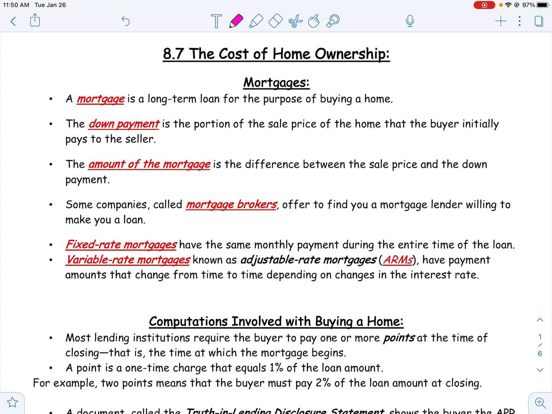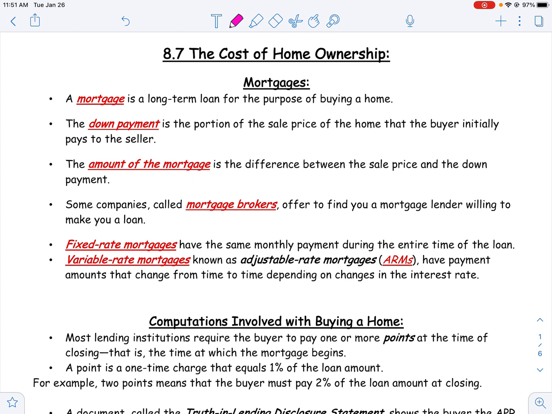A down payment is the portion of the sales price of the home that the buyer initially pays to the seller. Most of the time, they try to have you qualify for 20% of the sales price of the home as the down payment. So you need to make sure that you have 20% of the price of the home to put down in cash before you can even qualify to take out a mortgage. Now, sometimes they do work with you on that, but it depends on your bank and your financial history.